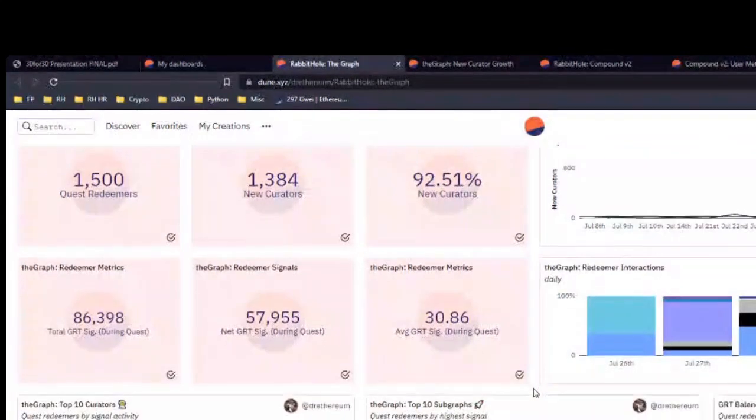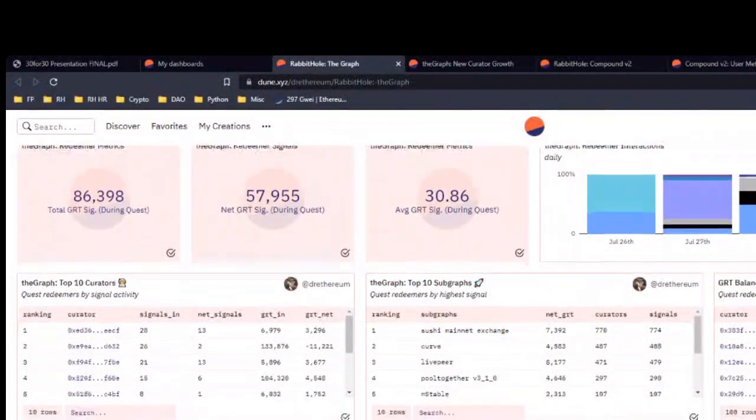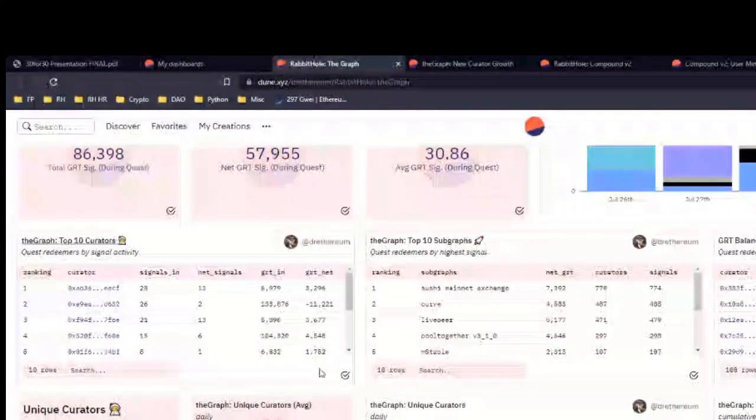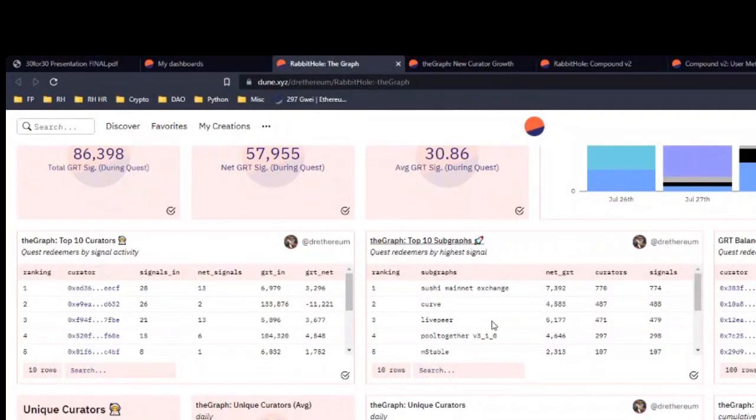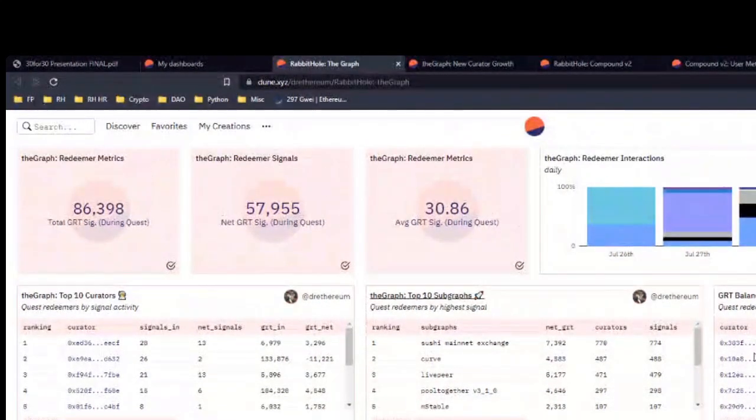And some of the other things that we were looking at was like, who are the top curators? What are the subgraphs they were curating on actually? So you can see that most people preferred to do more well-known subgraphs, which when you're curating is actually a pretty useful task because you are essentially staking your reputation on one of these subgraphs. So you're saying that the data behind the Sushi mainnet exchange subgraph is valid.